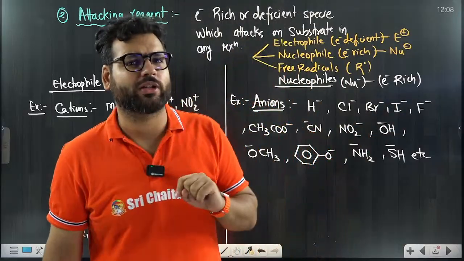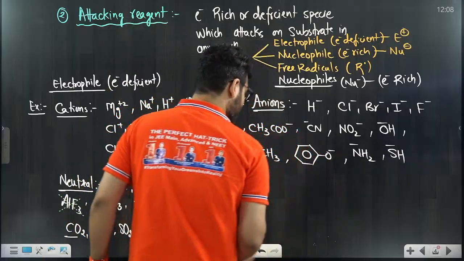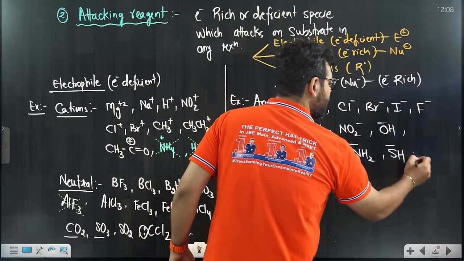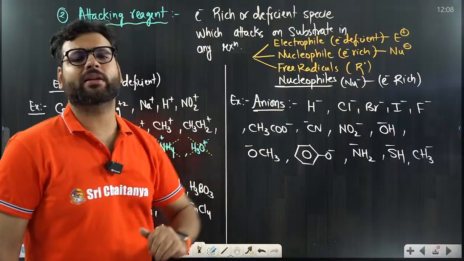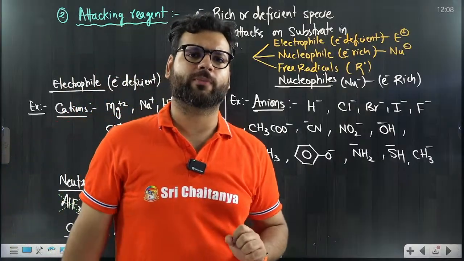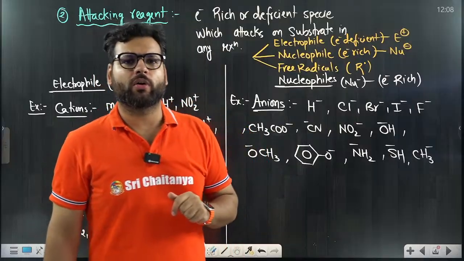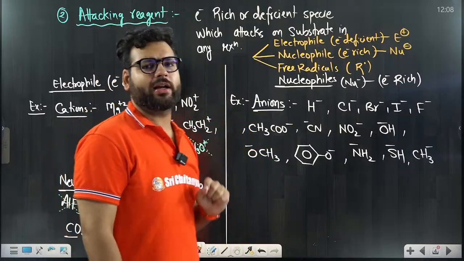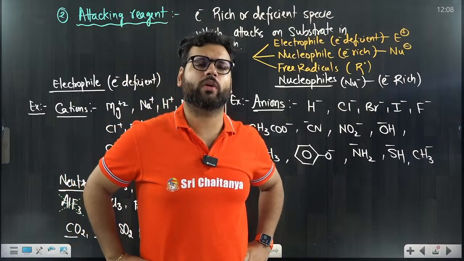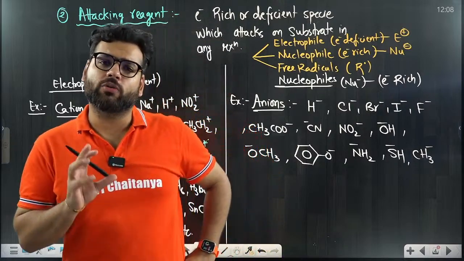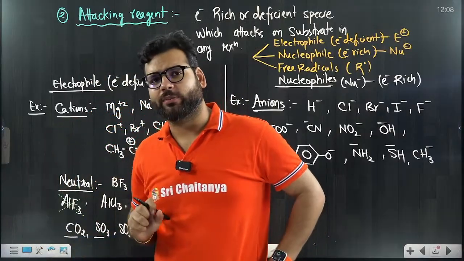Then the aldehyde ketones chapter, like CH3 minus. When Grignard reacts with aldehyde and ketones to give alcohol, then CH3 minus comes and attacks on aldehyde ketones. OH minus comes and attacks on aldehyde ketones. OR minus comes and attacks on aldehyde ketones to give you hemiacetal, acetal, and so on. So nucleophiles you majorly see in aldehyde ketones and alkyl halide chapters.